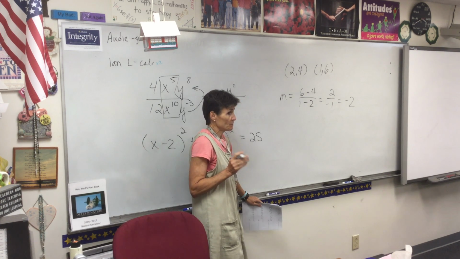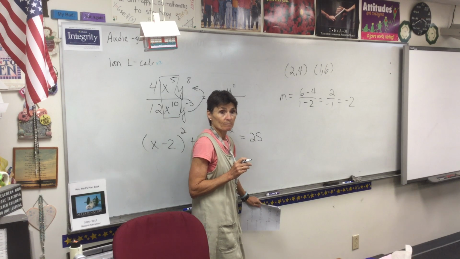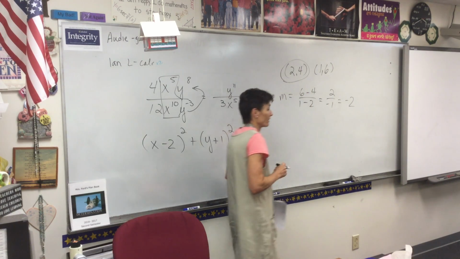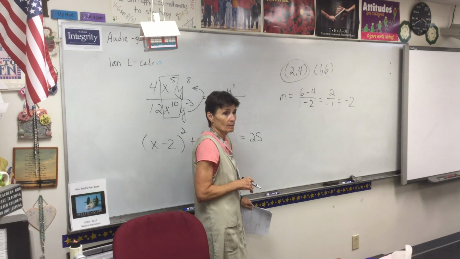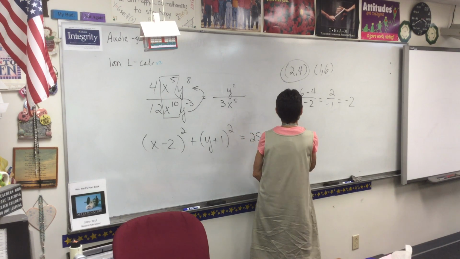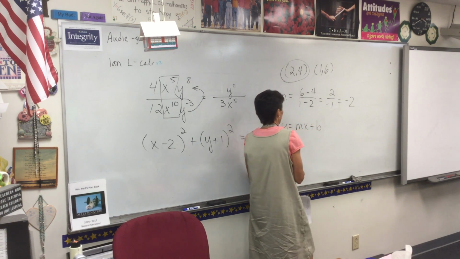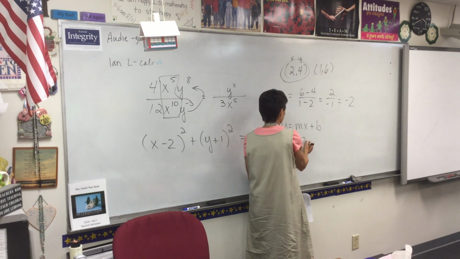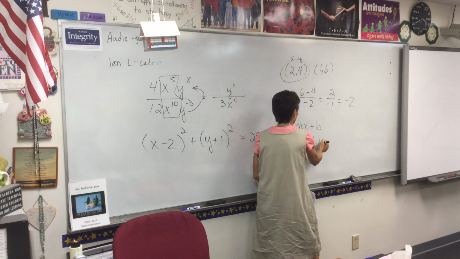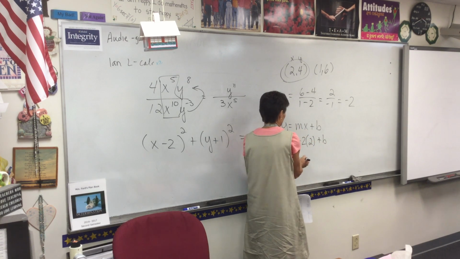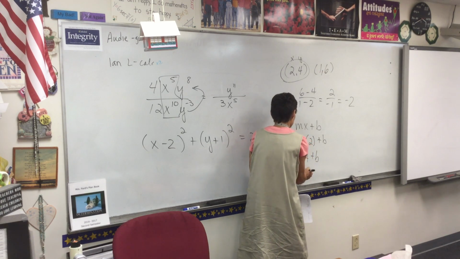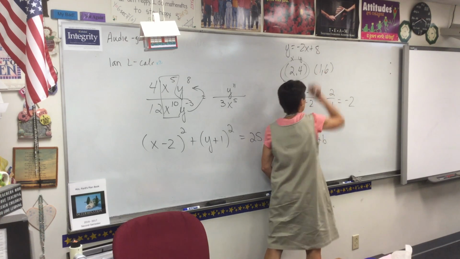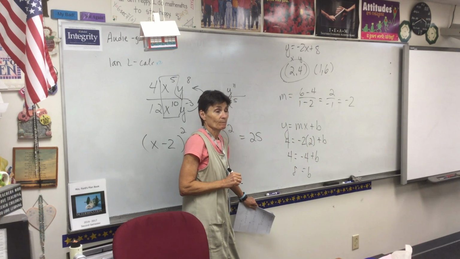So what do you want to do? It's up to you. Pick one of the points. I'll pick this one. I don't care, it doesn't matter. One strategy is y equals mx plus b. I know this is my x and my y. So 4 equals negative 2 times 2 plus b. So b equals 8, which means y equals negative 2x plus 8 is my answer.